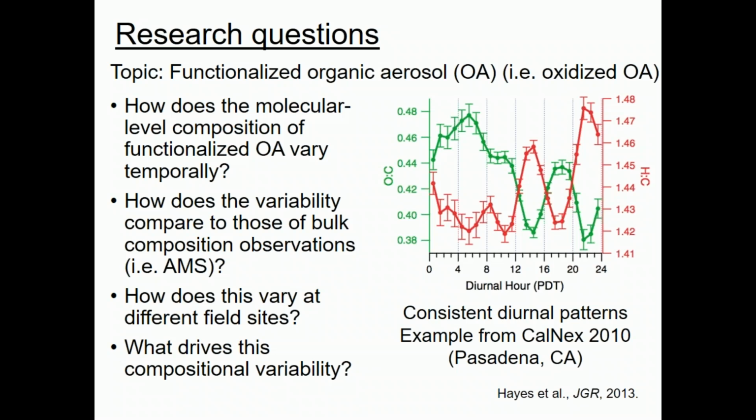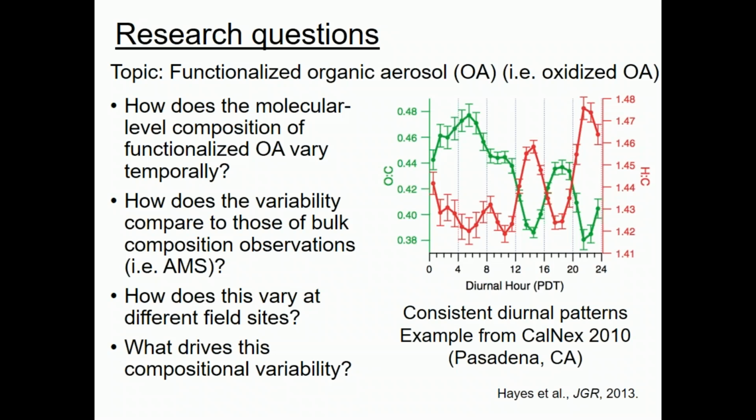The research question we were trying to answer is, how does the molecular level composition of functionalized organic aerosol vary temporally? When I'm saying functionalized organic aerosol, I mean anything that has a CH backbone plus oxygen, sulfur, or nitrogen. You could think of this broadly as secondary organic aerosol, although we do have primary emissions of functionalized species.